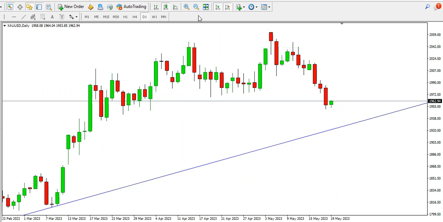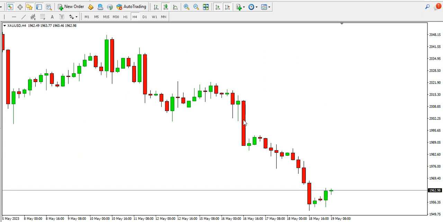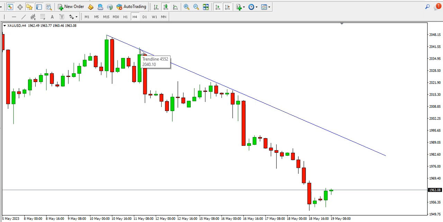Let's take a look at what has happened on the 4-hour time frame. On the 4-hour time frame, we can see that the trend is bearish as price registers a high, a low, lower high, lower low, lower high, lower low. So as price registers lower highs and lower lows, it's clearly a bearish trend.